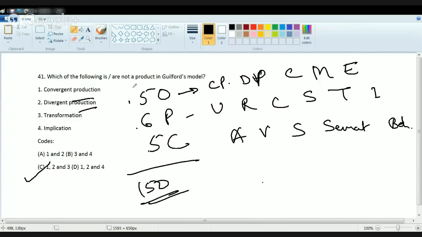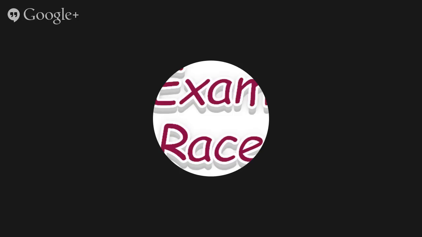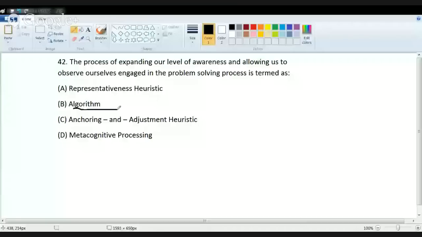Now the next question talks about a few of the terms that you might not have heard about. So let's understand the terms first. What is algorithm? Algorithm we discussed in the previous set of questions also. It's a kind of step-by-step procedure to solve a problem. So algorithm is a step-by-step procedure to solve something.